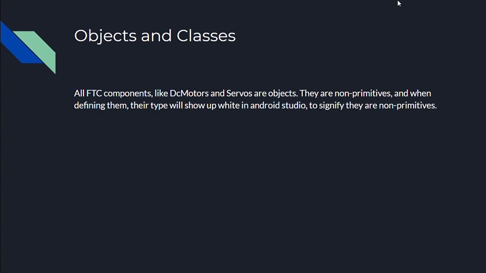Objects and classes. All FTC components like DC motors and servos are objects. They are non-primitives, and when defining them, the type will show up white in Android Studio to signify they are non-primitives.